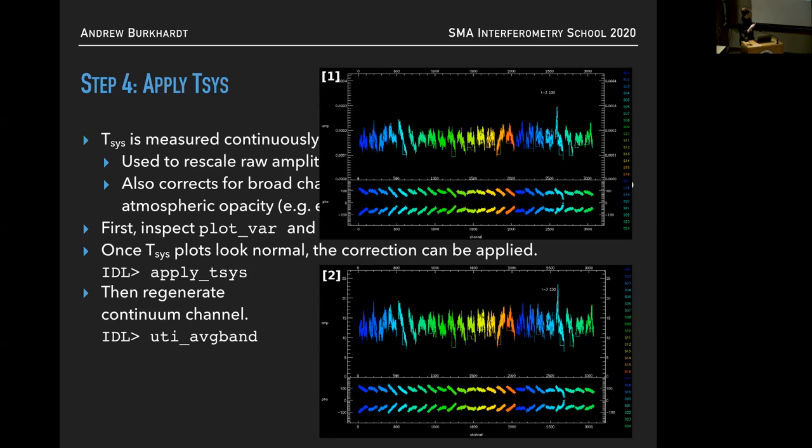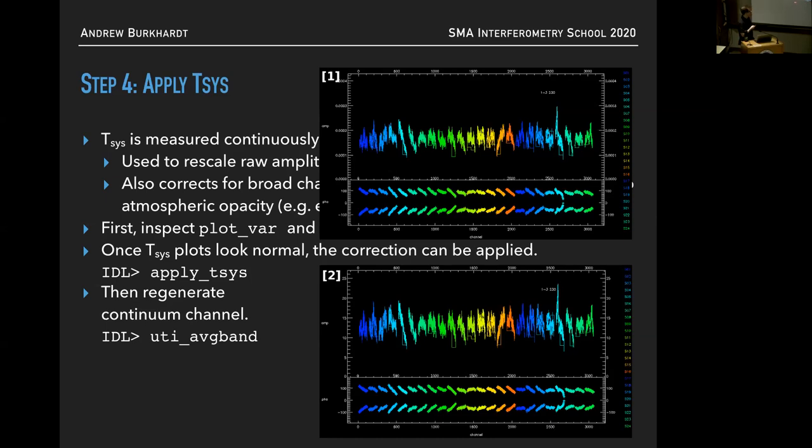And so we run t-sys plots to try to make this look normal. And then we regenerate the continuum channel. I didn't mention this earlier, but in certain cases at the very start, you may need to generate the continuum channel if it wasn't put there in the first place.